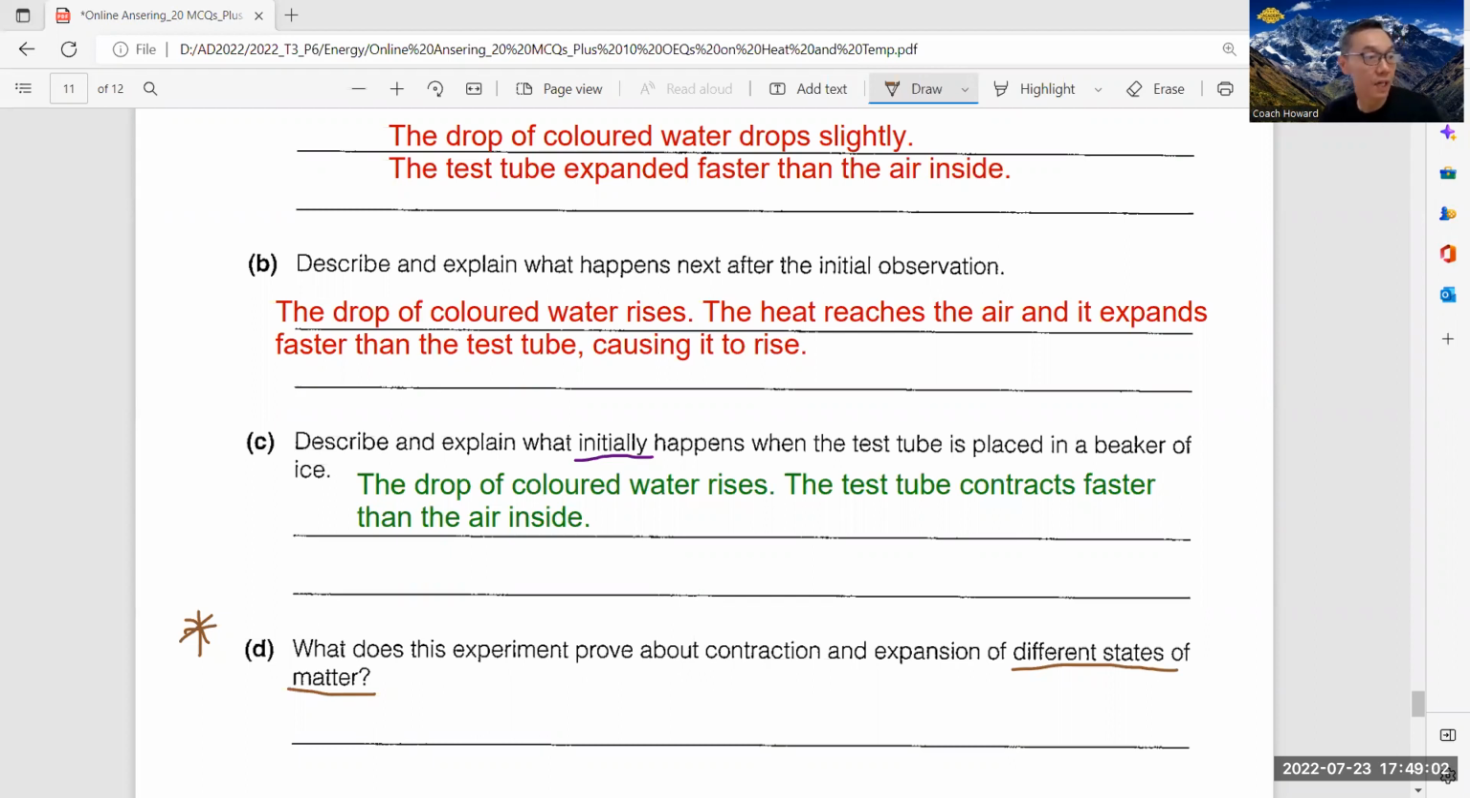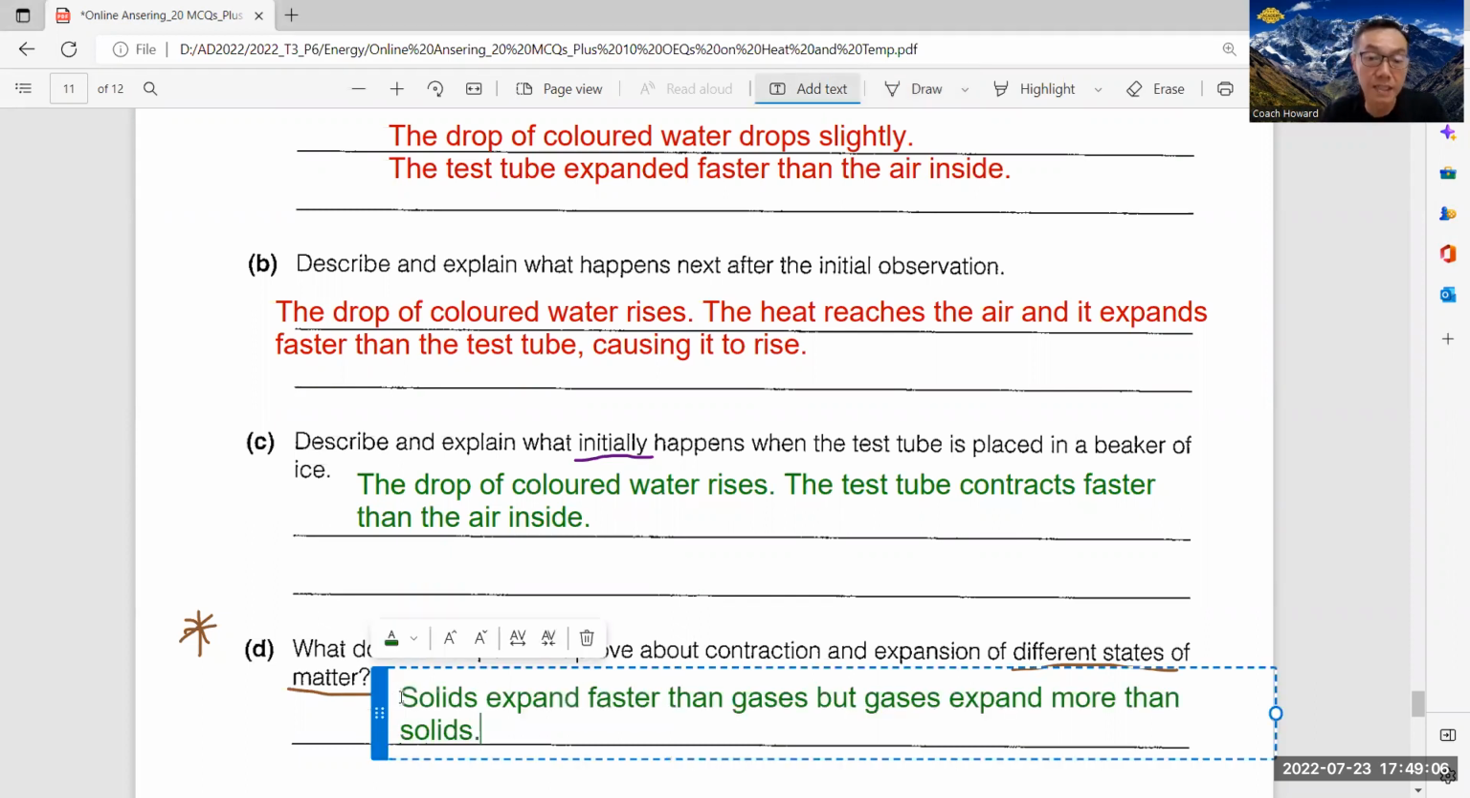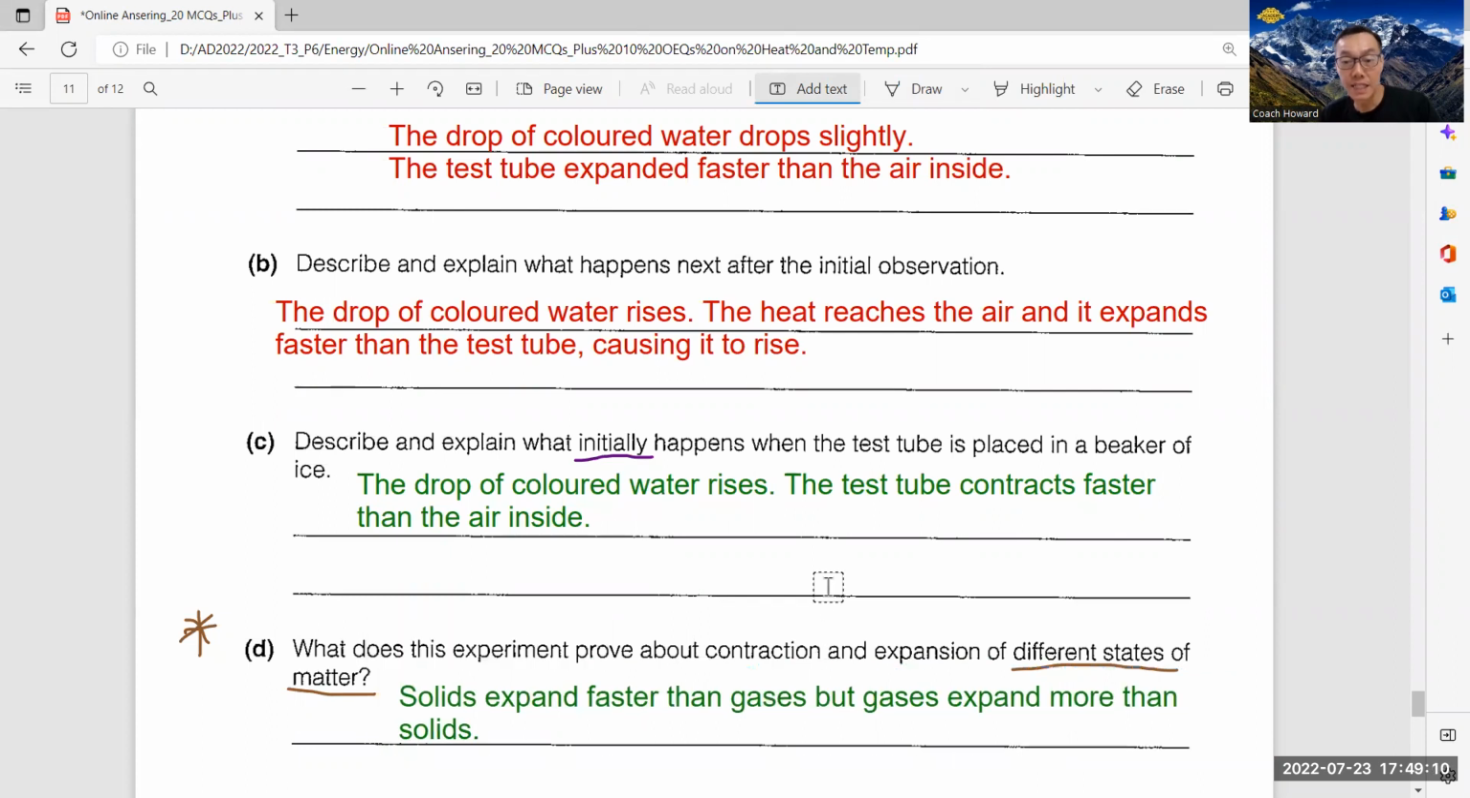You all write down this question, this answer here. This one is a bit tricky. So you mentioned this. Solid expands faster than gas, but gas expands more than solid. That's why after a certain time, you see the colored water rises more than it drops initially. So you take note of this.